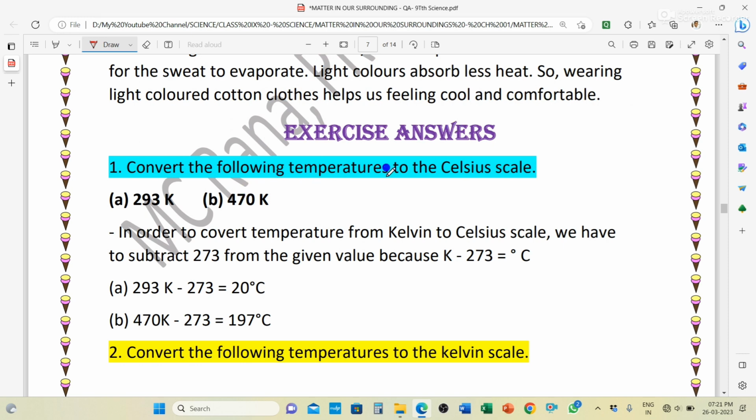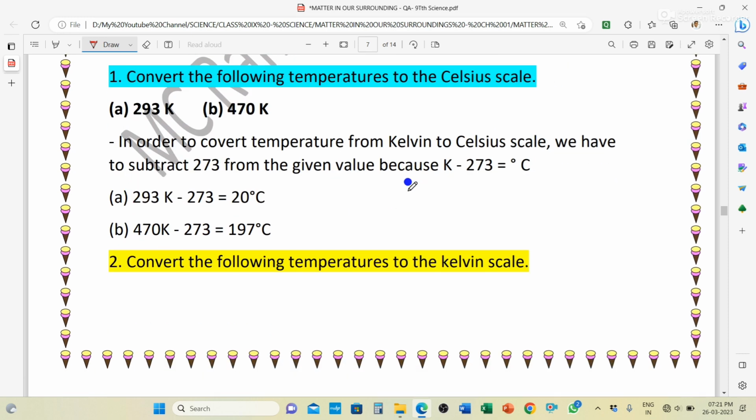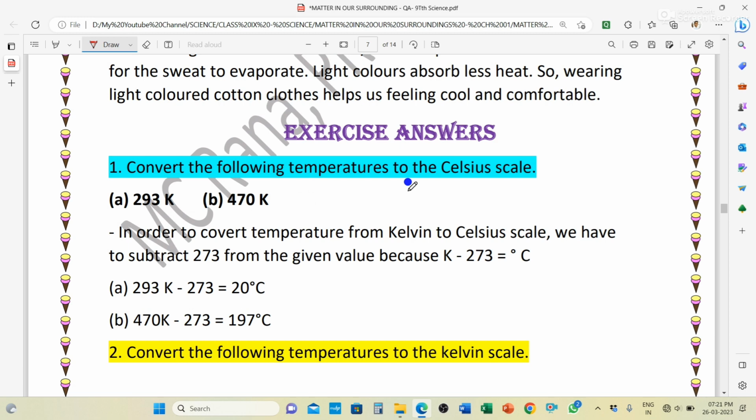Convert the following temperatures to the Celsius scale. I have already told you, to convert Kelvin to Celsius scale, you just have to subtract 273 from the Kelvin reading. That is K minus 273 equals degree Celsius. So 293 K equals 293 minus 273 equals 20 Celsius. 470 K equals 470 minus 273 equals 197 Celsius.